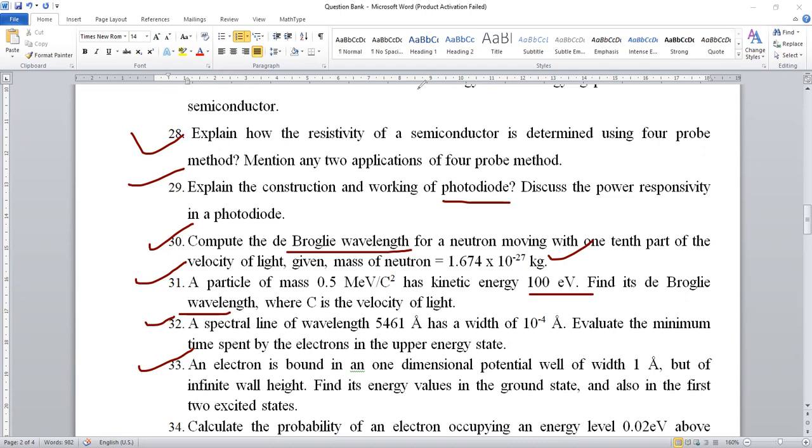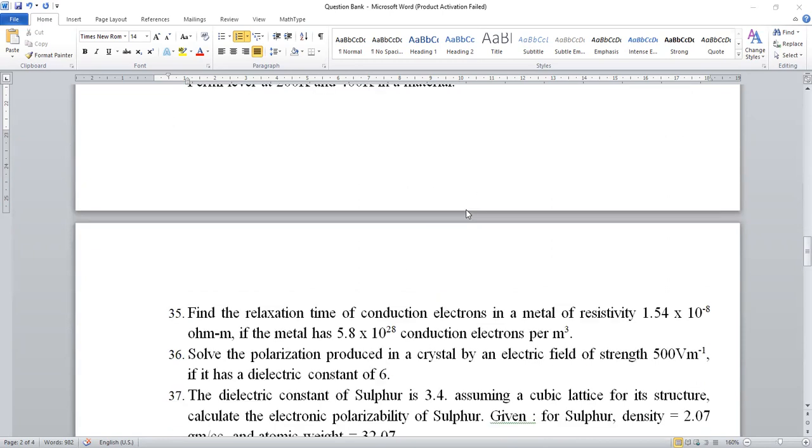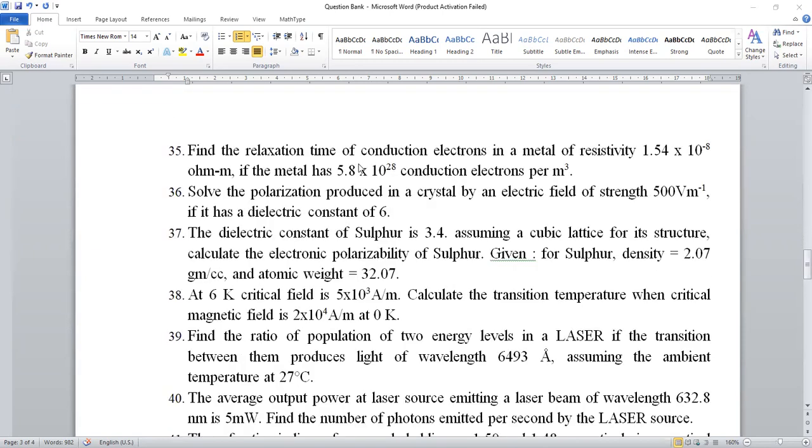You can refer to that particular data handbook. You will be getting some equations and some cases, so based upon that, you can answer it properly. Question number 34: calculate the probability of an electron occupying an energy level of 0.02 electron volt above the Fermi level at 200 K and 400 K for the material. You have to calculate it separately. Find the relaxation time of the conduction electron in a metal with resistivity of 1.54 into 10 to the power minus 8 ohm meter, if the metal has 5.8 into 10 to the power 28 conduction electrons per meter cube.